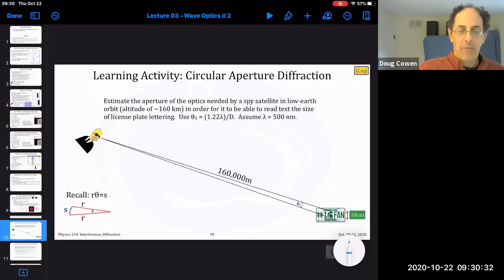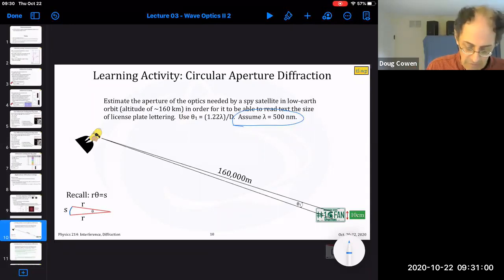If we wanted to be able to read the letters on a license plate, which are about 10 centimeters high, then how big does the aperture, or the mirror, or the lens on that satellite have to be? We're going to assume that the wavelength being used is 500 nanometers. That's in the middle of the visible spectrum, so it's a good thing to use.